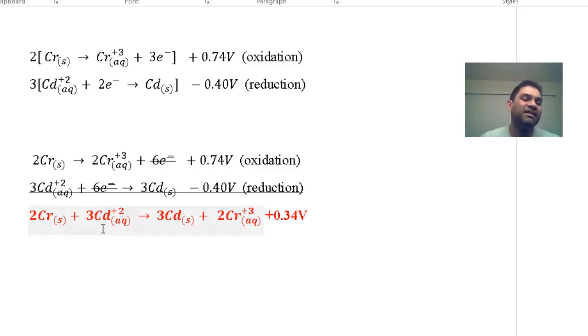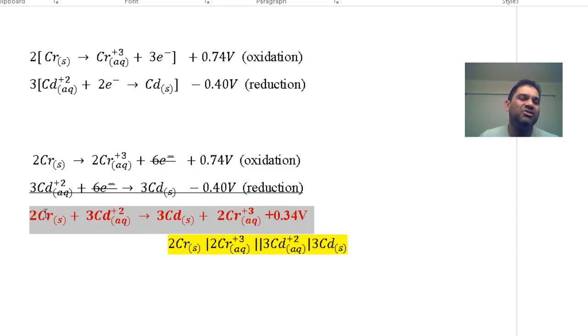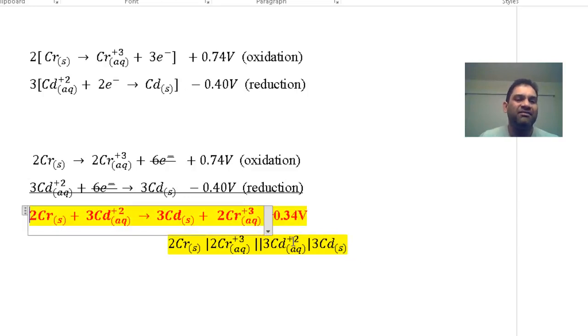We can also put this into our Daniell cell notation, the galvanic cell notation: anode, salt bridge, cathode. The anode here is Cr going to Cr plus 3. Anode is the site of oxidation. You don't have to put the stoichiometric coefficients in this more abbreviated form of the galvanic cell notation. They usually come about balancing it from here.